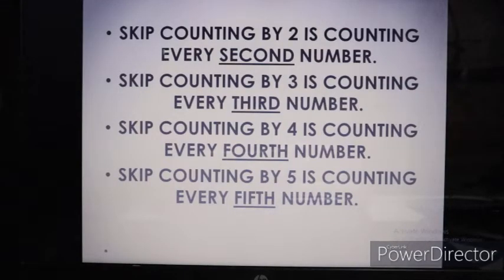Skip counting by 2s is counting every second number. Skip counting by 3 is counting every third number. Skip counting by 4 is counting every fourth number. Skip counting by 5 is counting every fifth number.